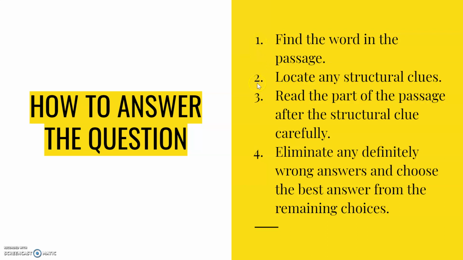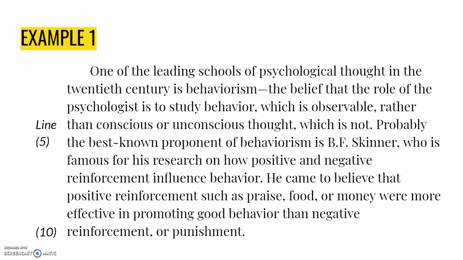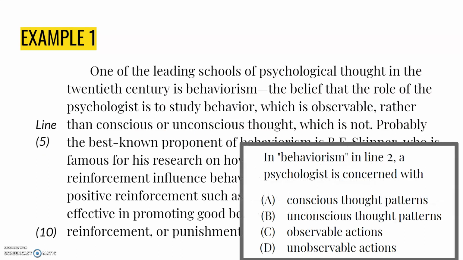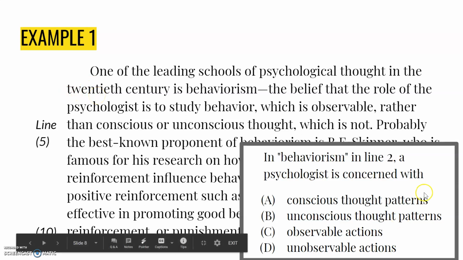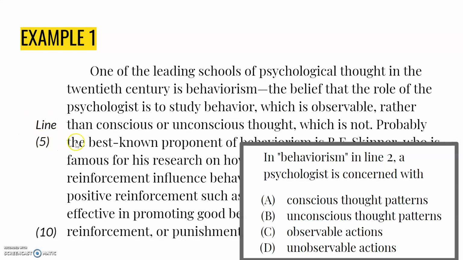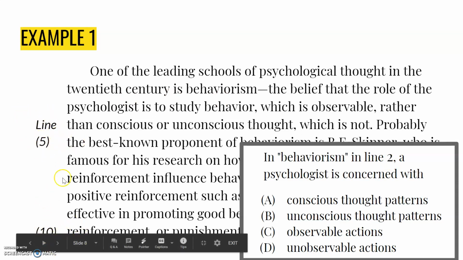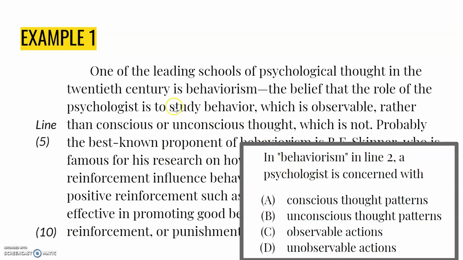In points 1 and 2, you need to scan the text using the keyword that we have discussed in our previous class. Now here's the example. Let's go straight to the question. In behaviorism in line 2, a psychologist is concerned with... This is line 1, line 2. If the question asks you to find a line higher than 5, you can use this to help you. This is line 5 and this is line 10. But for this question, it is in line 2, so it is right here, behaviorism.